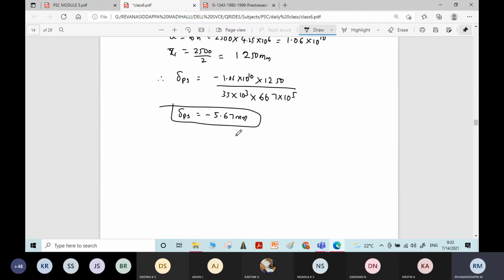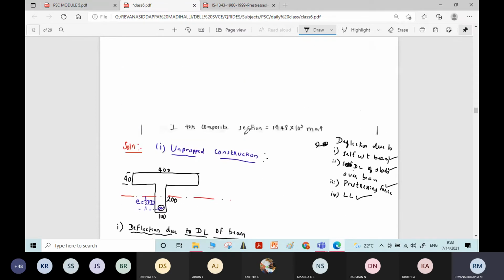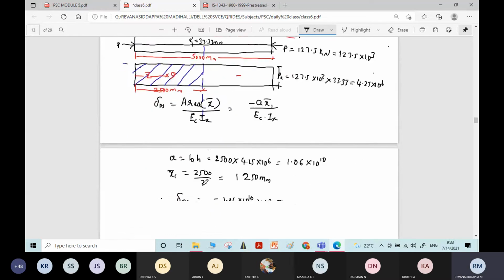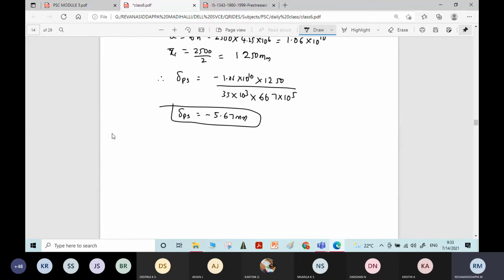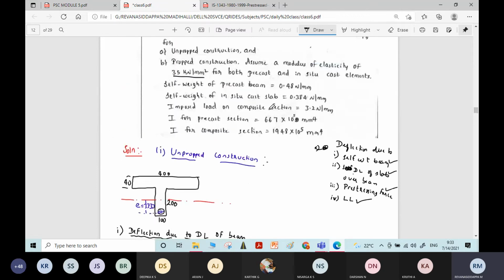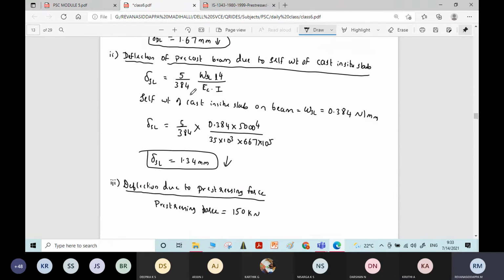Okay. Now three types of deflections we have determined. Lastly, deflection due to line load we have to find. Write the headline as fourth one, deflection due to line load. Okay. Line load given is a UDL. Okay, line load on the beam given as UDL. Imposed load on the composite section 3.2 Newton per mm. For line load, the formula is same only.